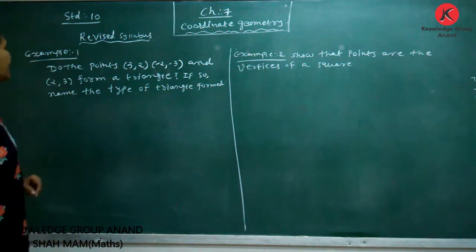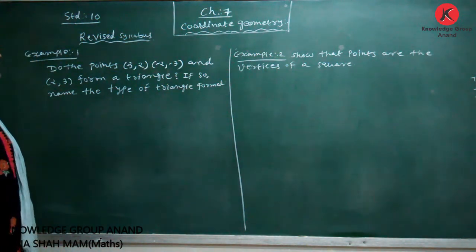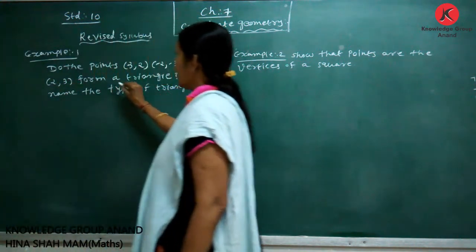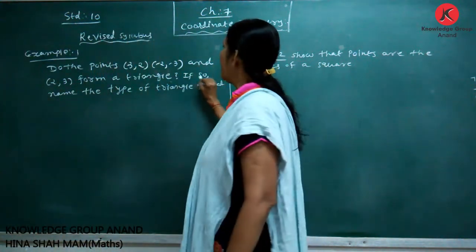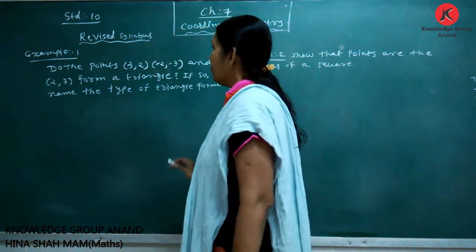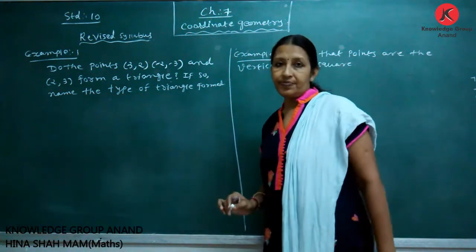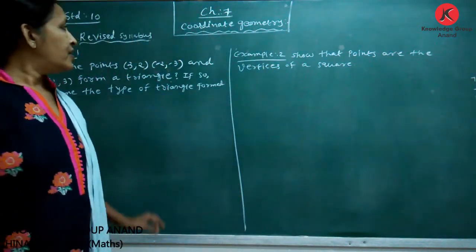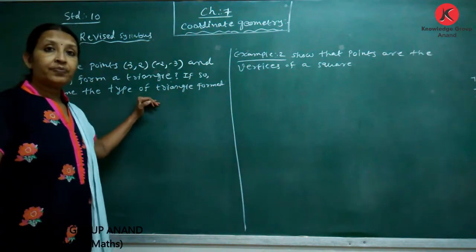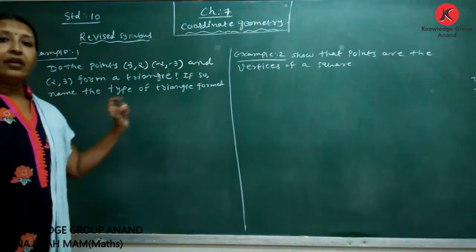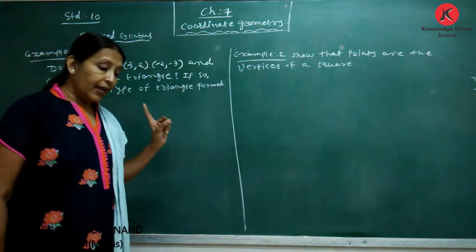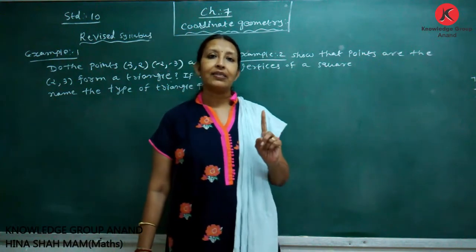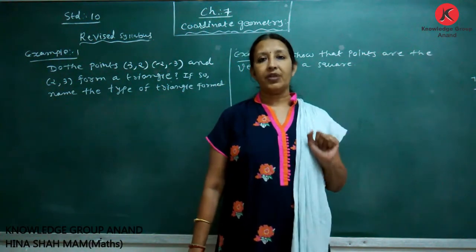Here is example number 1. Do the points (3, 2), (-2, -3) and (2, 3) form a triangle? If so, name the type of triangle formed. First we use the distance formula. Which condition is required to form a triangle? The sum of two sides is greater than the third side.